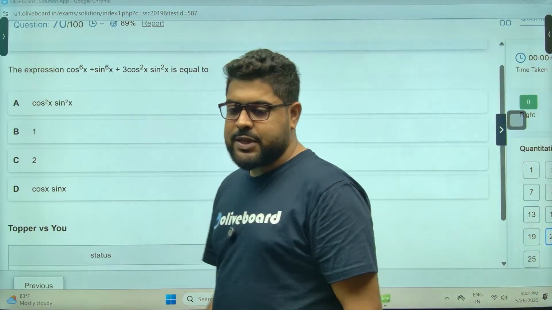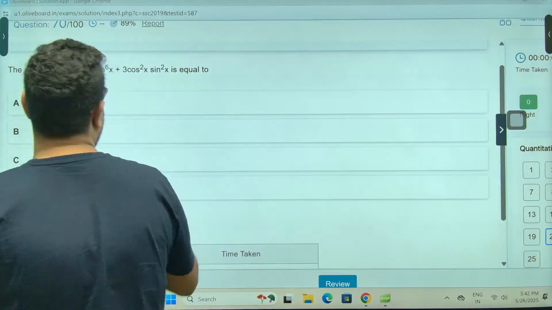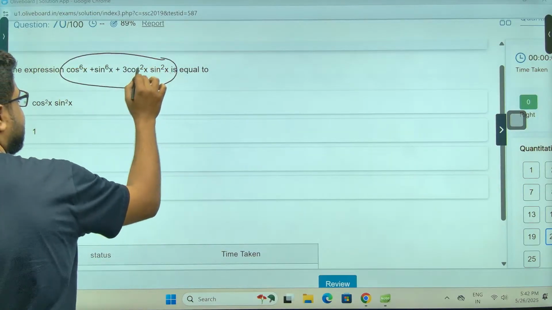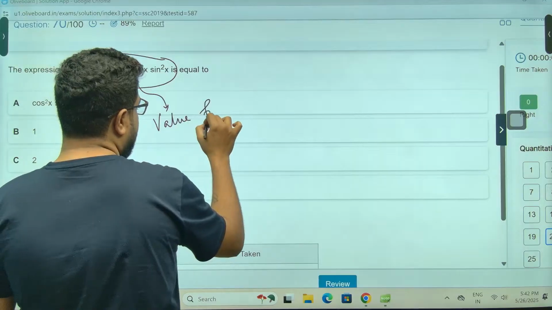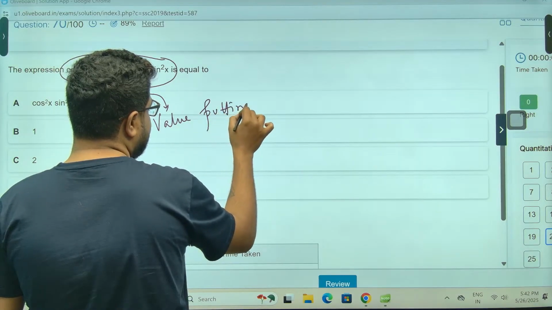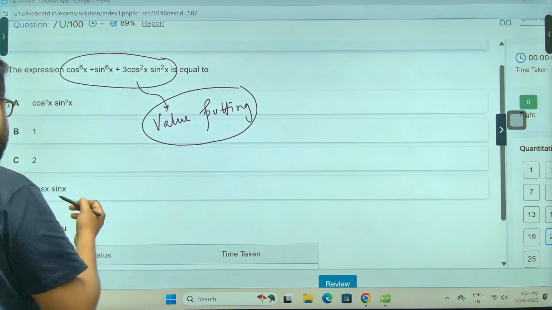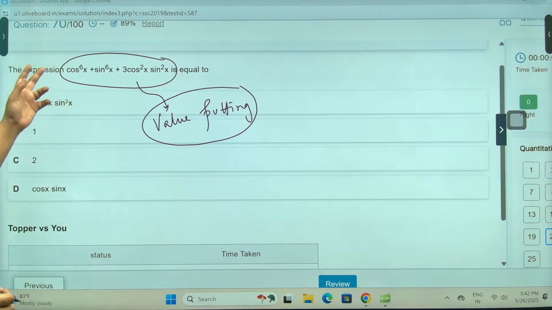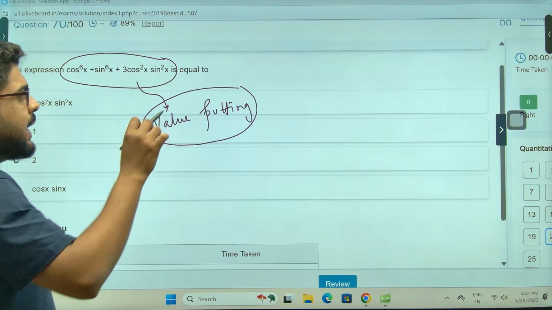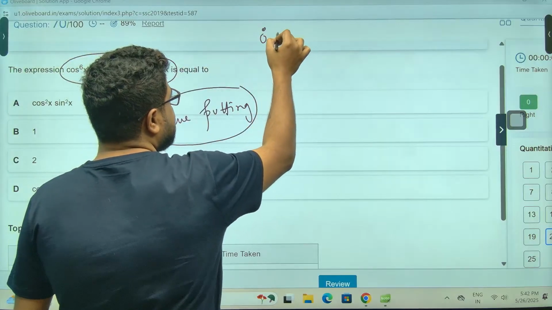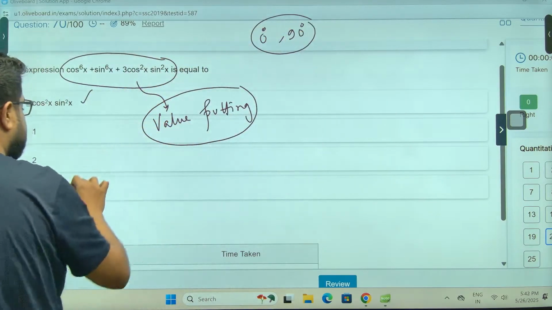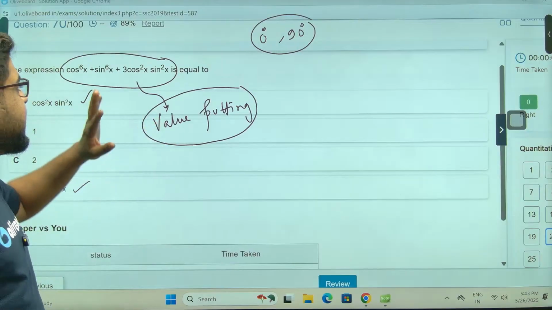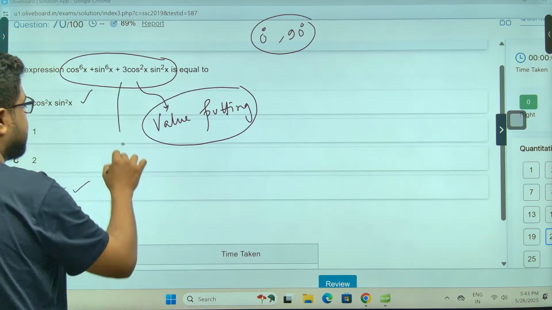Sir, all the options are here. Tell me one thing, nothing is given. So let's do one thing: value putting will be the best approach. Sir, which value? Sine, cos. No two options will be the same. Just understand, don't put 0 and 90, because then this option is 0 and this is also 0. You cannot segregate. So better, sir, let's put 45 here.